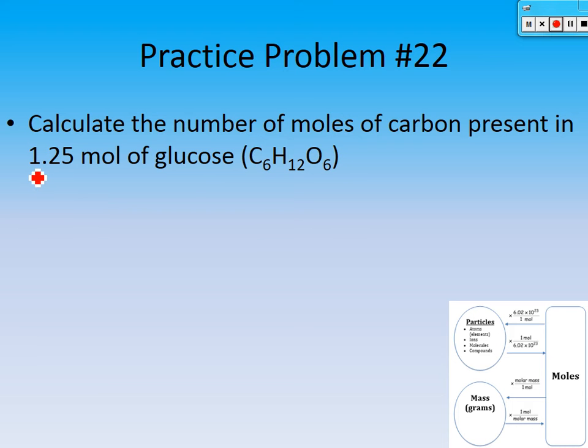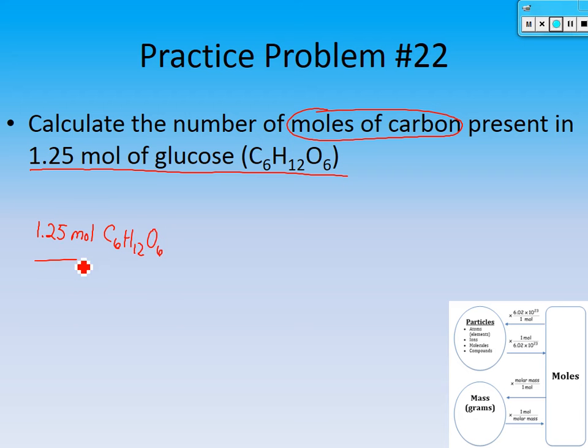Hopefully, you underlined 1.25 moles of glucose, which is C6H12O6, and you circled moles of carbon. Okay? Step 2, we're going to write down what they gave us. So 1.25 moles of glucose over 1. Now, if we go to the roadmap, we're already at moles. And it wants us to convert to moles of carbon. So again, we're not leaving this place on the roadmap. So we're going to have to come up with our own conversion factor, which we'll do now.